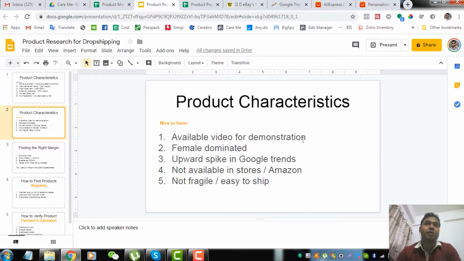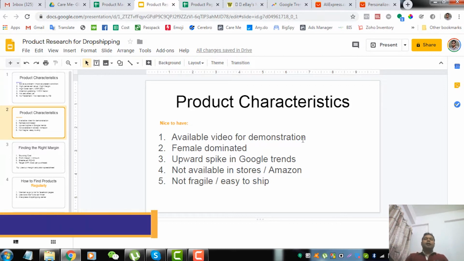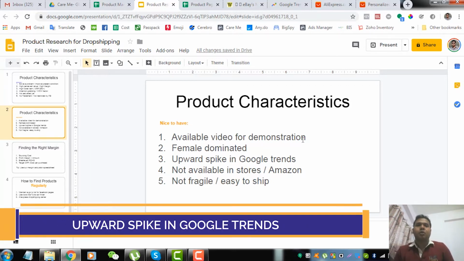Men's products are also doing crazy in drop shipping, so you can definitely go for men's products, but I suggest that if you're starting, female dominated or female centric products tend to do well. Okay. And third is an upward spike in Google Trends.